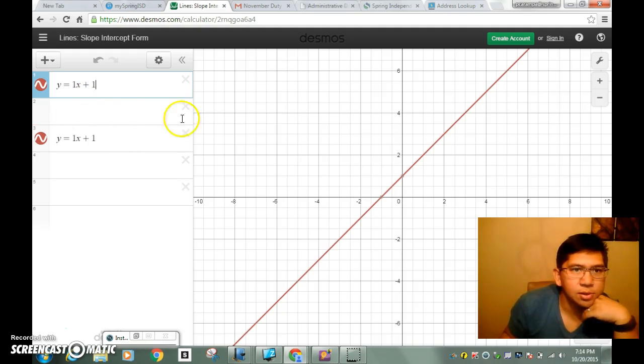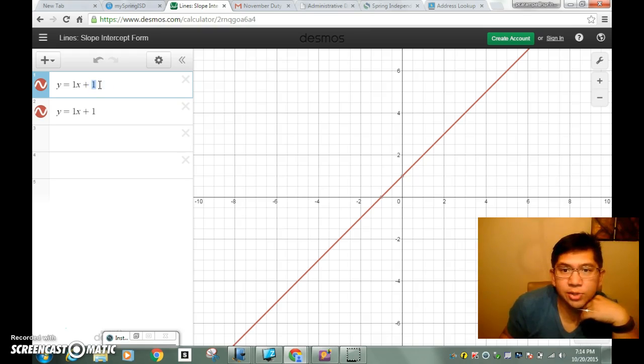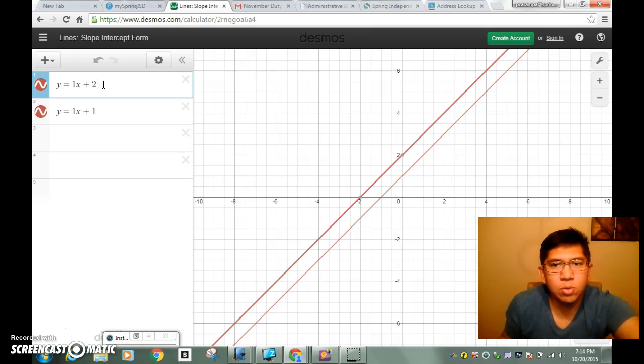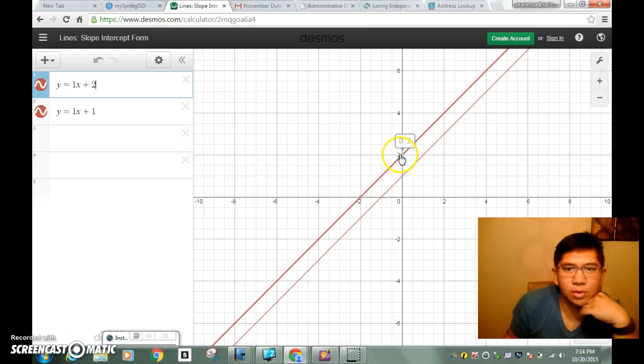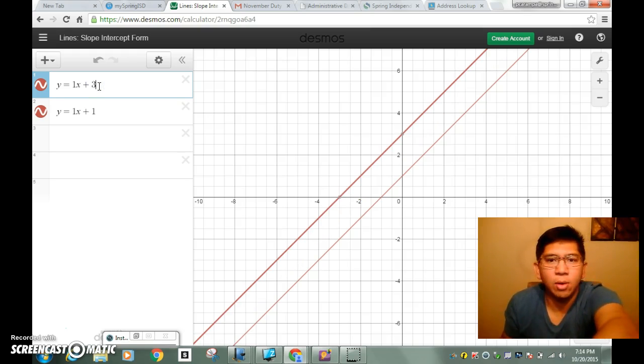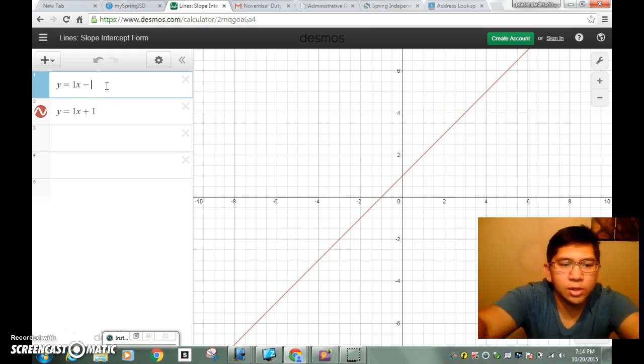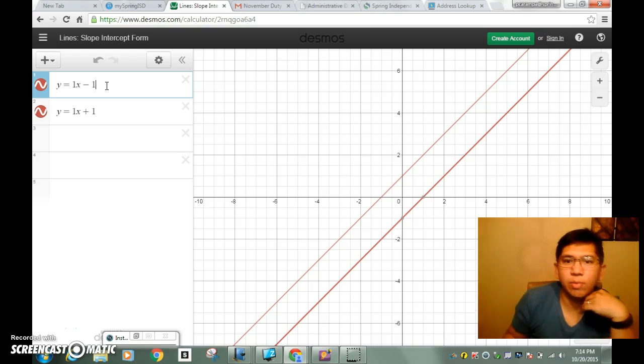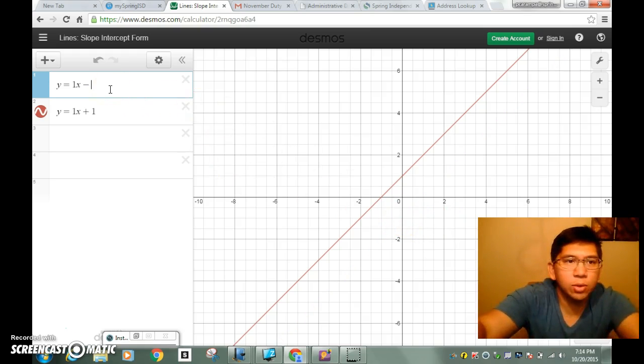Now look at this. If I change this y-intercept to 2, what's happening to the graph? It moved up, right? If I change this to 3, look what happens now. It moved up again. If I change this to a negative 3, can somebody guess where it's going to be? It's right here now. Now let's bring it back to the way it was.